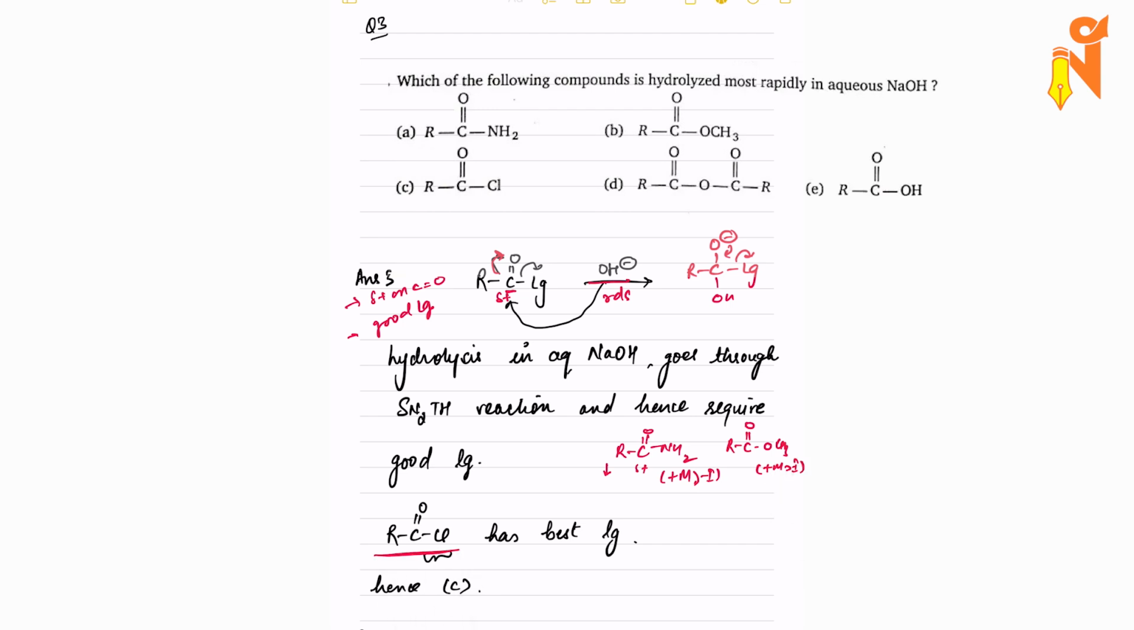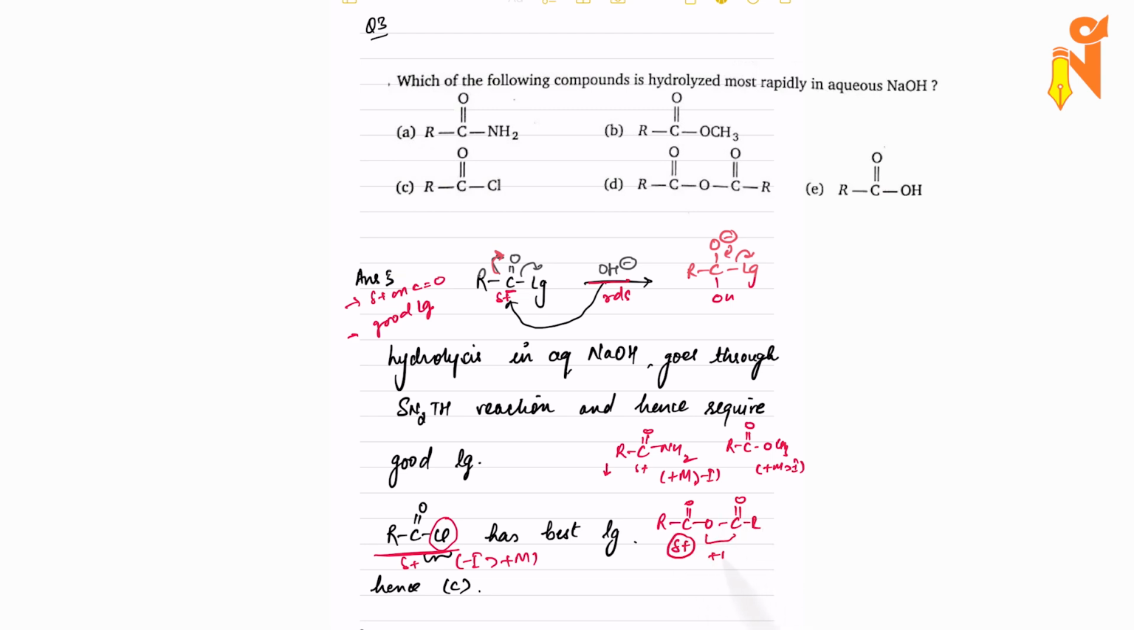Then comes your RCOCl. In RCOCl, minus I is greater than plus M. So definitely delta positive is increasing. Also the chlorine is a very good leaving group. So that is one of the reasons why this is the best one, which will get hydrolyzed faster. Apart from that, there is an anhydride where the leaving group is good, but again it is plus M greater than minus I.